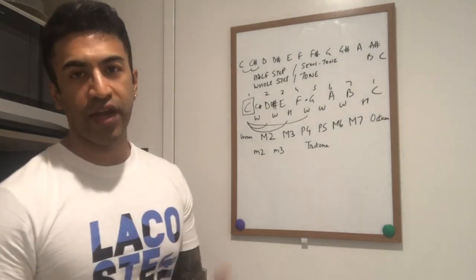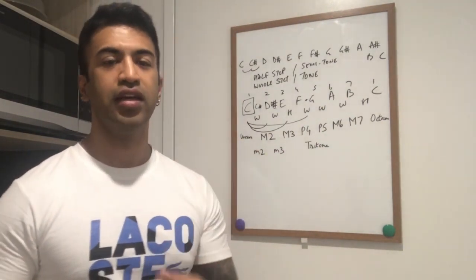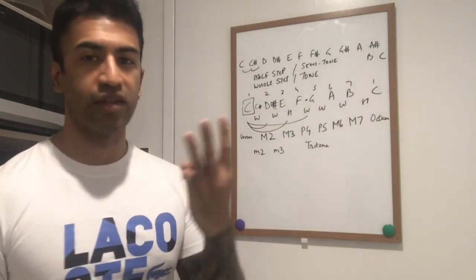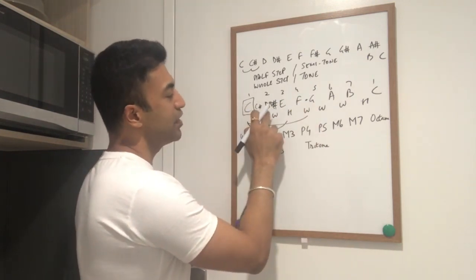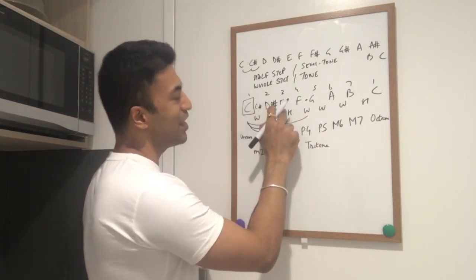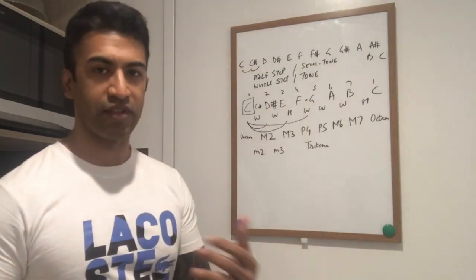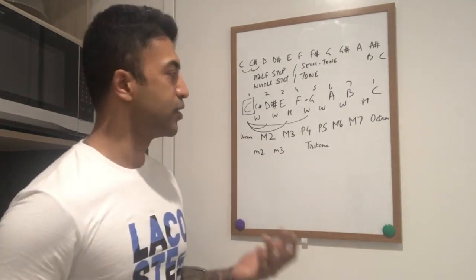A tritone: tri and tone. Tri means 3 and tone is a whole step. So tritone means 3 whole steps. So a C to an F sharp: C to a D is one whole step, D to an E is another whole step, and E to an F sharp is a third whole step. So that's 3 whole steps. So that interval is called a tritone.